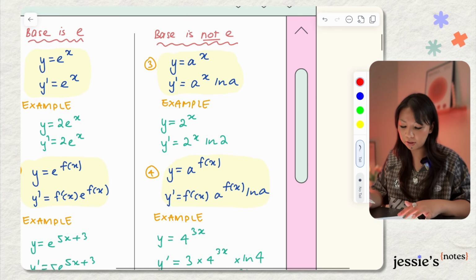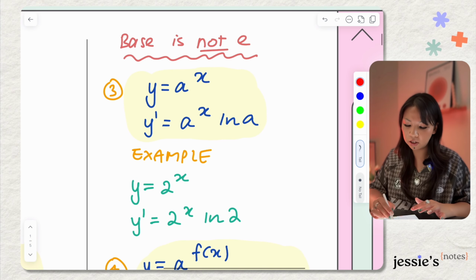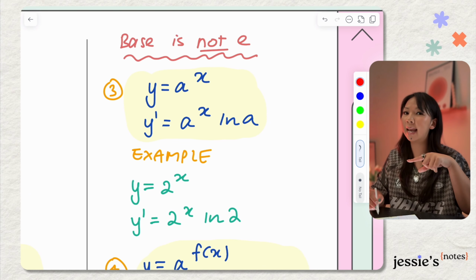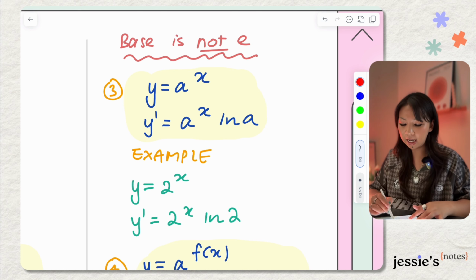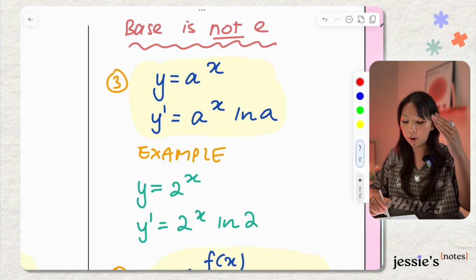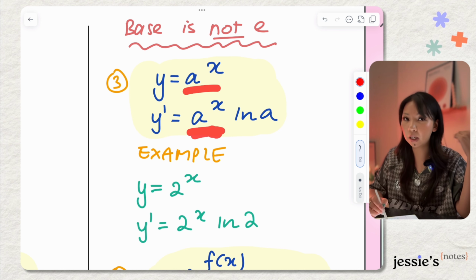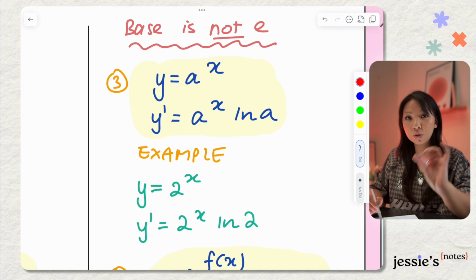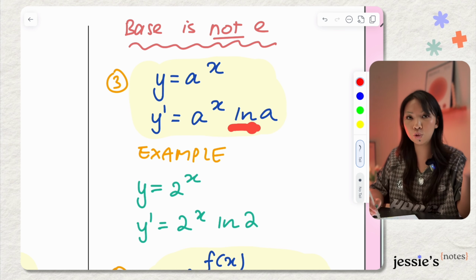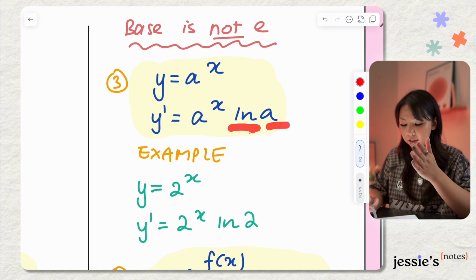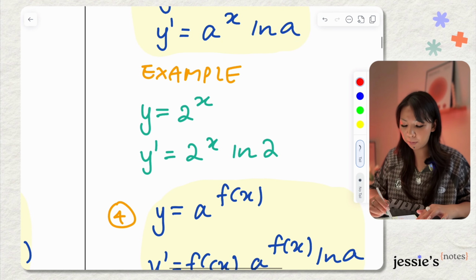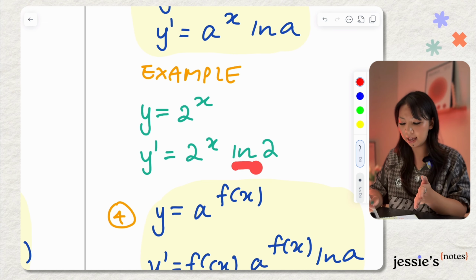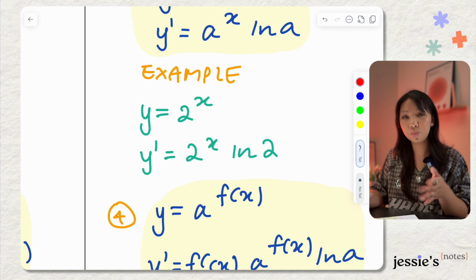But I'll tell you now, if you have a base that's not e, we generalize it by calling it a. So it could be 2 to the x, 3 to the x, 10 to the x. Then its derivative is going to be, well, first you copy and paste, just like what we've been doing before. But the extra thing you have to do is you need to take the natural log or the ln of the base. So for example, if you had 2 to the power of x, you copy and paste, and then you take ln of the base, which is ln of 2.